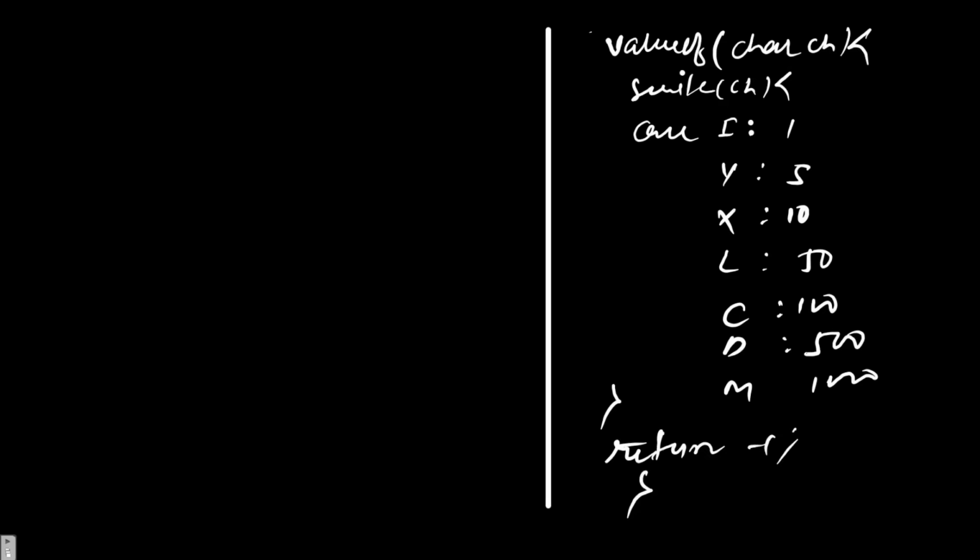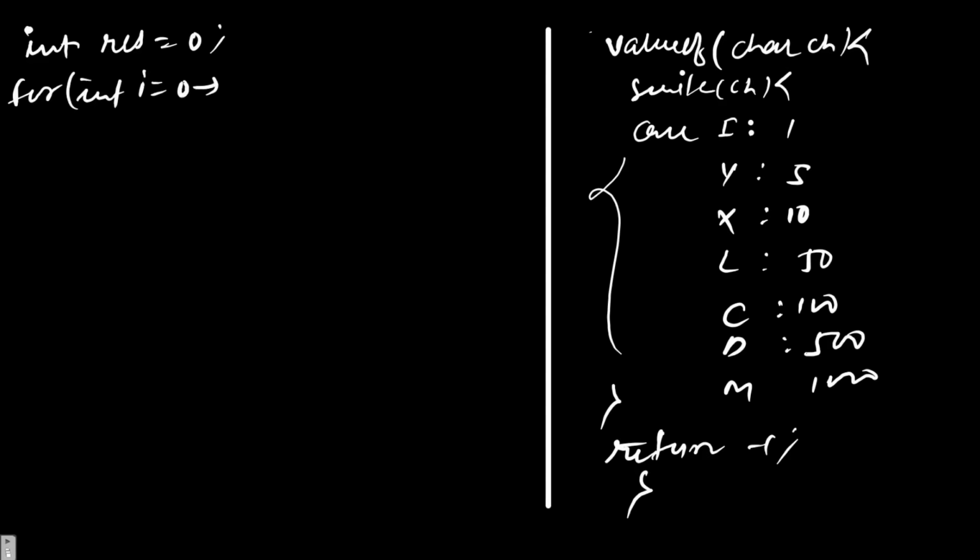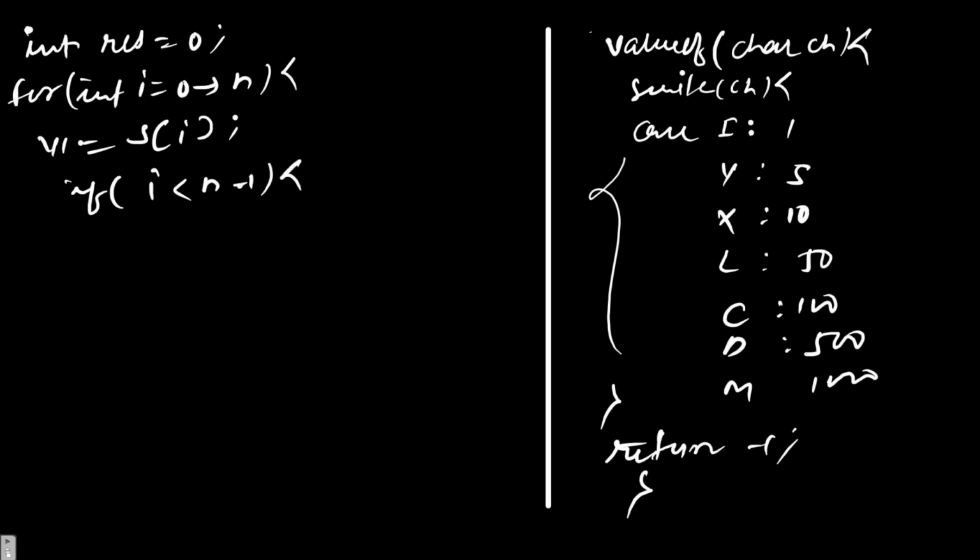minus 1. Okay, so by this method we can find the corresponding value of all the characters. So now we have to iterate through all the characters. For that, first we have to declare the result in which we are going to store the values. Then for int i equal to 0 to n, we will be finding the value v1, the current value, that is going to equal s of i. In case i is lesser than n minus 1, then we will be finding the next value.